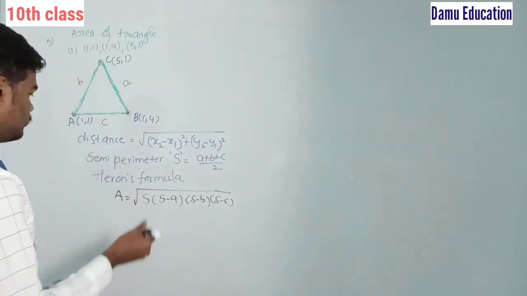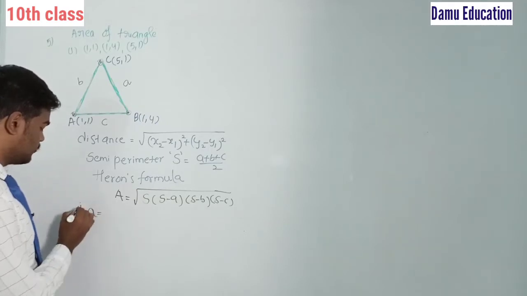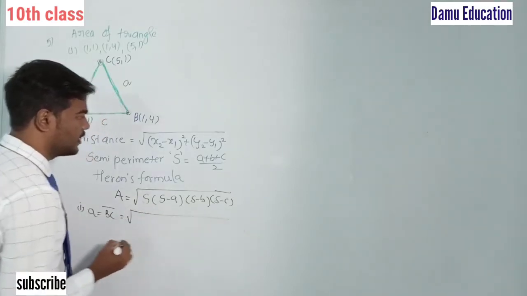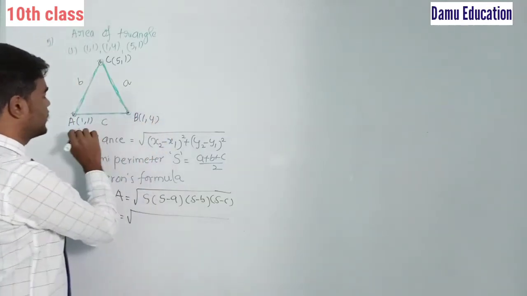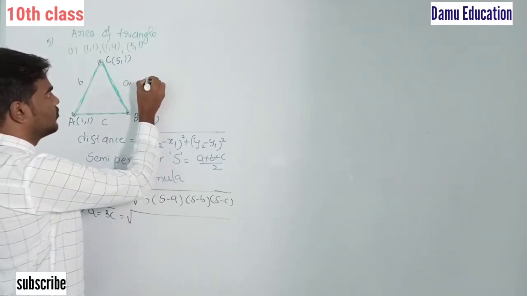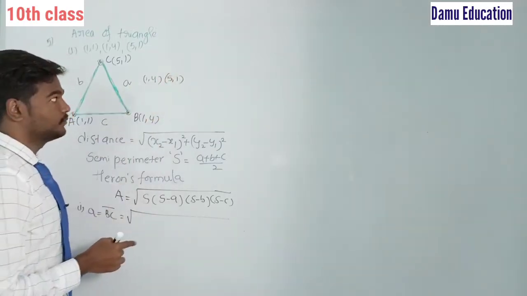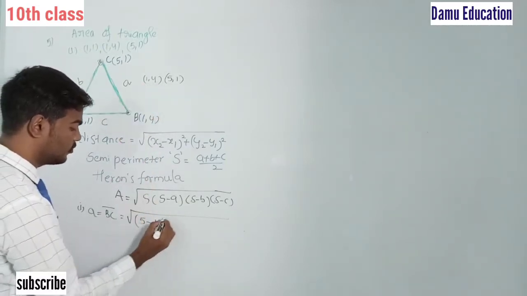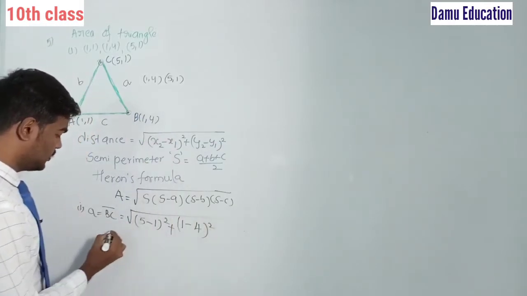So now, first, what is the distance? The first side is BC. That is the square root of x2 minus x1 whole square plus y2 minus y1 whole square. The coordinates are 1 comma 4 and 5 comma 1. So x2 is 5 minus x1, which is 1, 5 minus 1 whole square, plus y2, which is 1, minus 4 whole square.